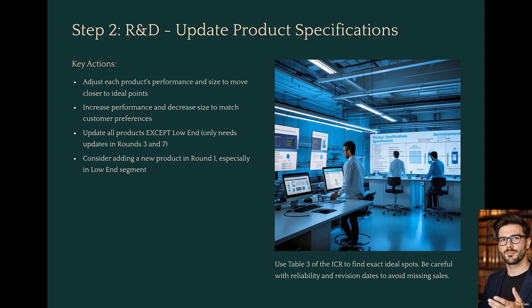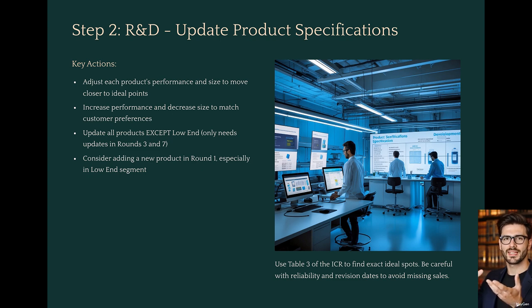Step 2. R&D. Update your product specifications. Let's move into R&D, research and development decisions. Use the data from the ICR to adjust each product's performance and size to move closer to the ideal point. Remember that performance must increase, and size must decrease slightly every year to match shifting customer preferences. You should update all products except your low-end product, which requires updates only around rounds 3 and 7, because customers in that segment care less about tech specs.